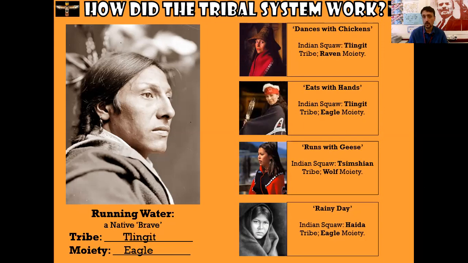Simple. Eats with Hands shares a moiety, and you can't do that. And therefore, it's got to be Dances with Chickens. She's the only one in the same tribe, but of a different moiety. That's how it works. He can't marry into his mum's family, but the tribe, he kind of has to. Now, there's different clans, and I'm not touching on clans in this presentation. That's a story for another time, and it's a little bit complicated, but you get the idea.